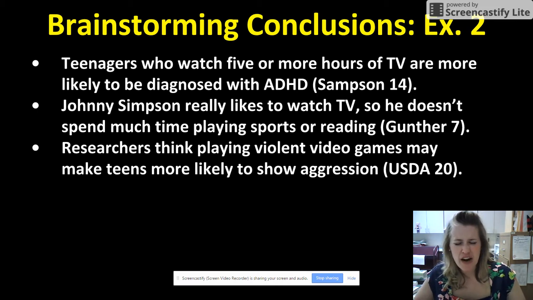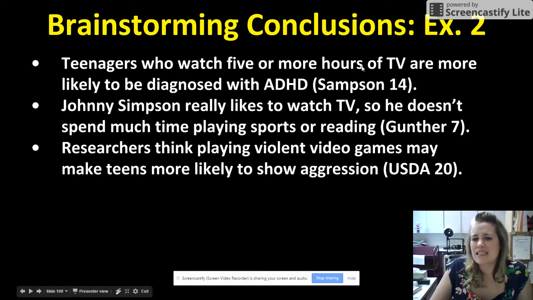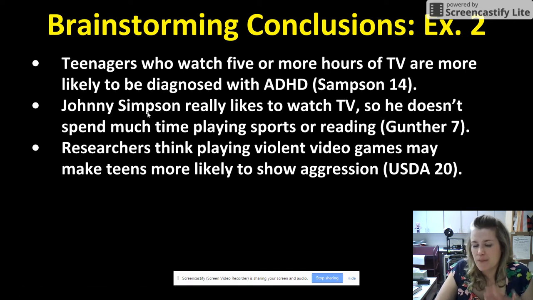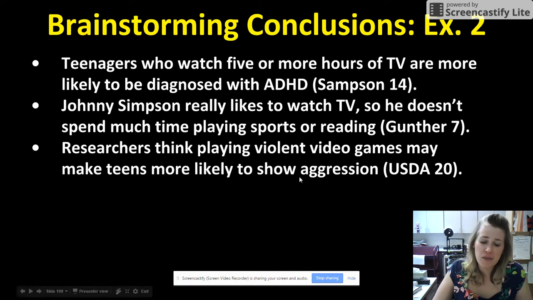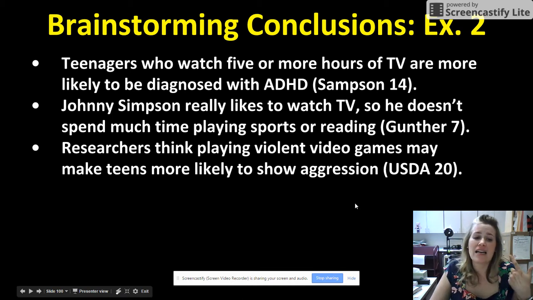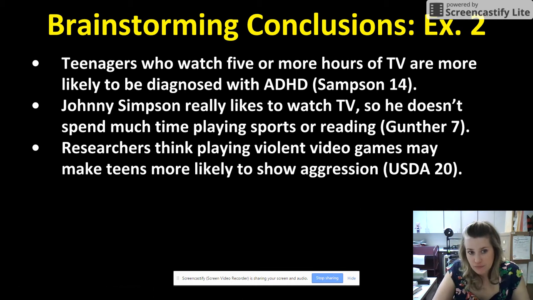So I'm going to start by trying to figure out what all three pieces of evidence have in common. I see the idea of TV and video games. So in my head, all of those things are screens. And then I see teenagers, teens, and Johnny Simpson. I'm going to guess that Johnny Simpson is maybe also a teenager. So I'm thinking the conclusion I draw should probably deal with teenagers and screen time.